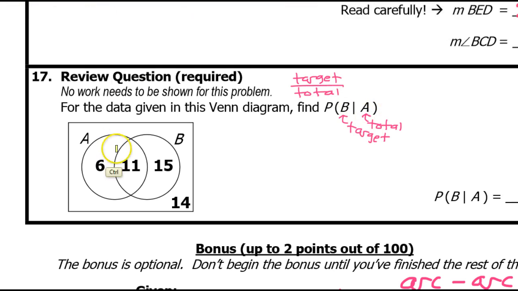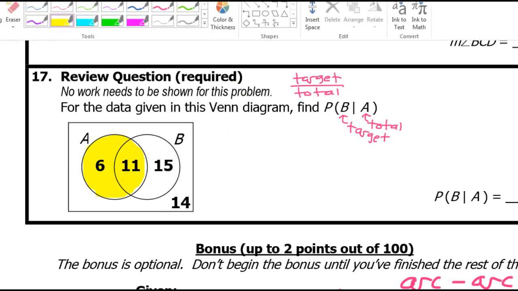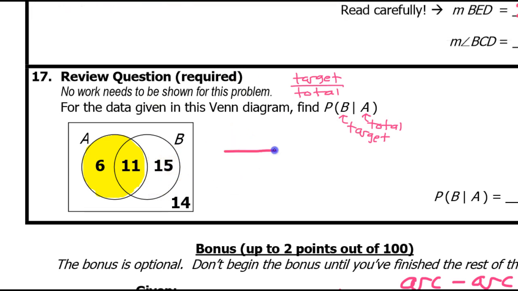So let's highlight that. So that means this is the total, 6 and 11. That's A. I could highlight the whole circle if I wanted to be really thorough about it, but who's got time for this? So look, guys, that's the new total. So when we talk about target over total, right now we just found that the new total is 17. 11 plus 6, that's 17. So that's going to be the denominator for sure.